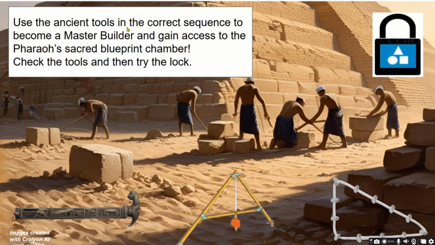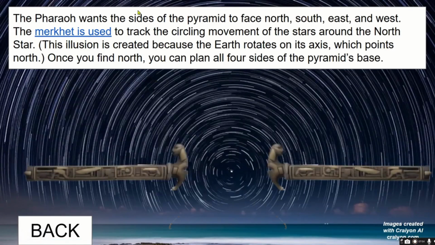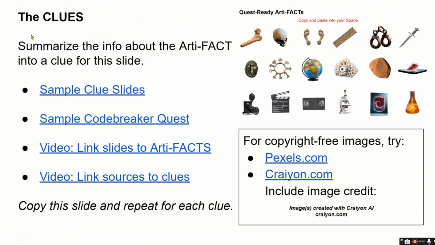Use the ancient tools in the correct sequence to become a master builder and gain access to the pharaoh's sacred blueprint chamber. Check the tools and then try the lock. Here's the first artifact, and here is the first clue. The clues have information that will help the player figure out the passcode for the lock.